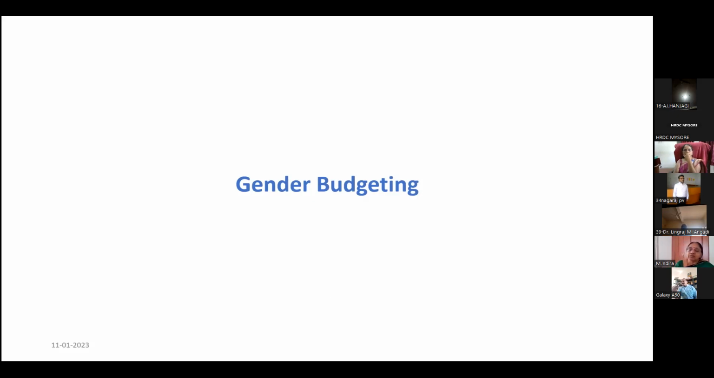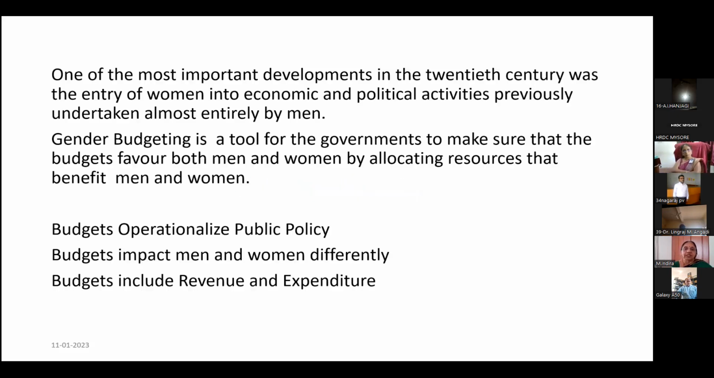So in gender budget, basically, they're not separate budgets, but looking at the existing budget with a gender lens. Gender lens is whether both men and women are getting benefited or not, whether the benefits are reaching both men and women, whether the allocations are gender sensitive or not, whether the women's requirements are taken care of or not. So looking at that is gender budgeting. It is a very, very important development in gender studies, and gender budgeting is a very important development of the 20th century.